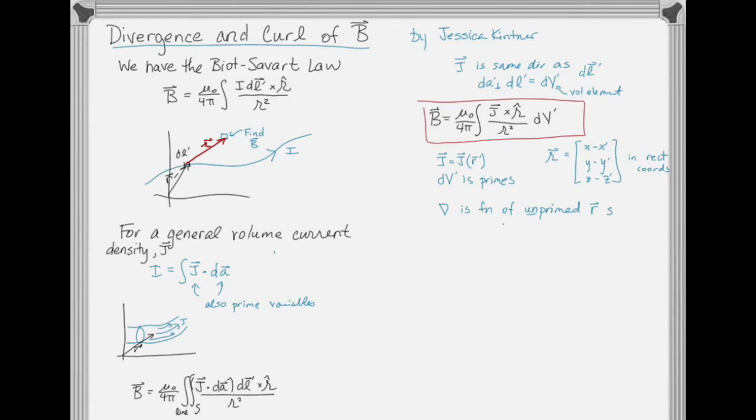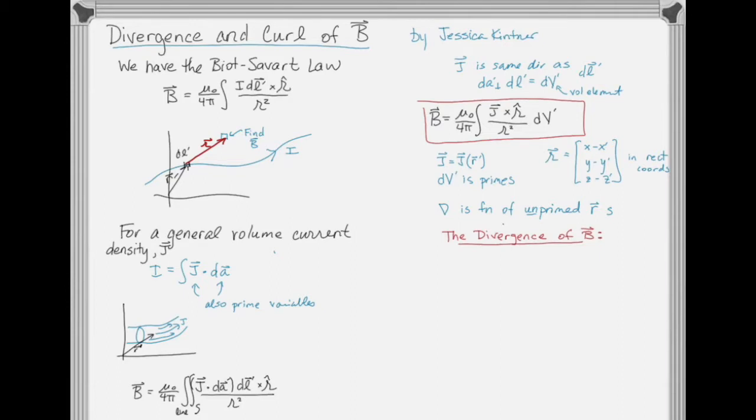And let's see, I think I forgot to put that on the picture, but I will at some point add it. All right, so let's do the divergence of B. So divergence of B, that'll take us a little bit of math, and then we'll do the curl.